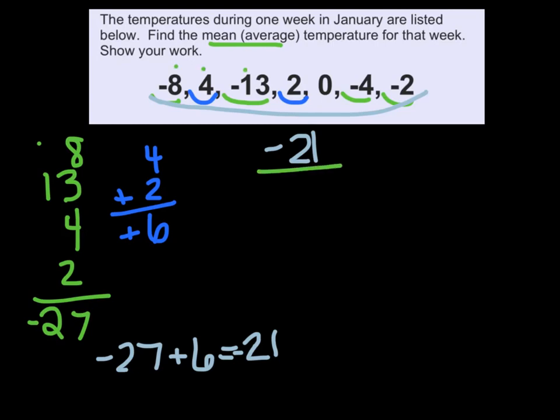1, 2, 3, 4, 5, 6, 7. And notice I included my 0. That does matter. Okay, we have to count that in. Negative 21 divided by 7 is negative 3. So the average temperature that week was negative 3.